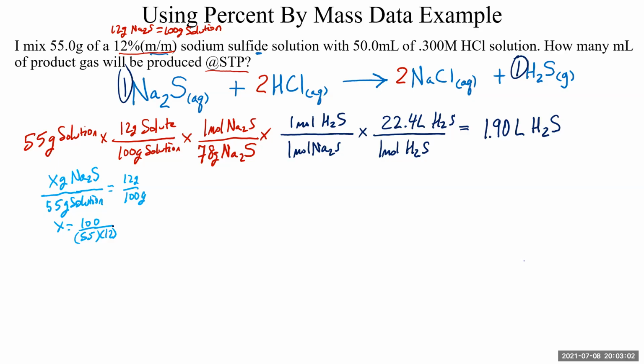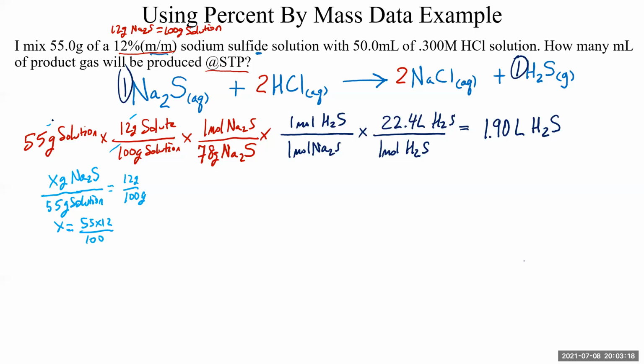Oh, wait, I have it backwards. I have it upside down. Wrong way, wrong way. Sorry about that. 55 times 12 divided by 100. And you can already see the math is working out exactly the same.